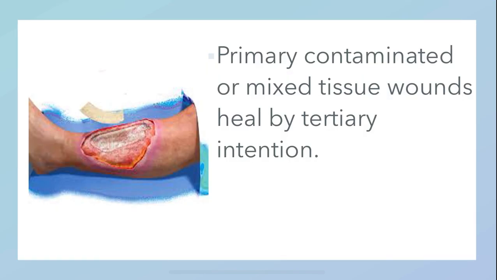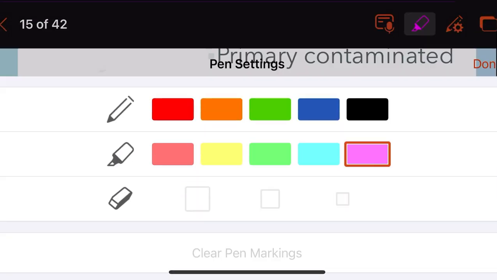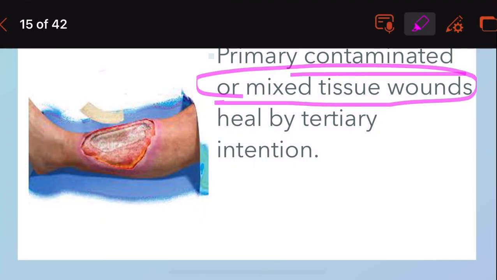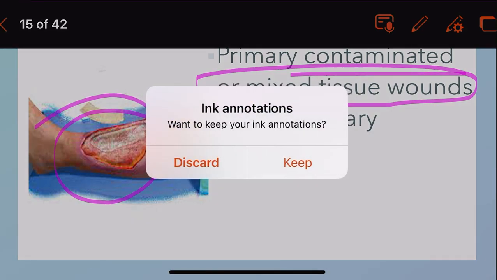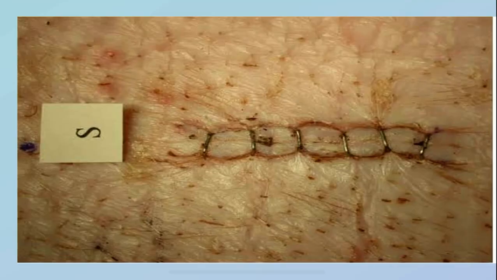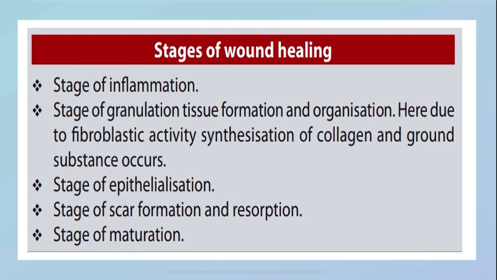Primary contaminated or mixed tissue wounds will heal by the tertiary intention. So which injuries come under tertiary intention? The contaminated or mixed tissue wound. You can see the mixed tissue wound here. These fall under the healing by tertiary intention. This is a scar of a healing by tertiary intention.